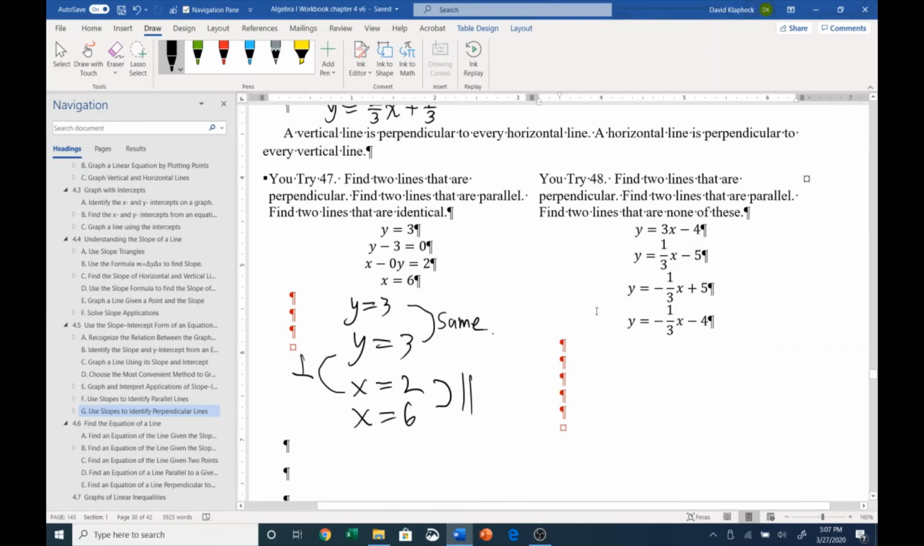You try 48. Find two lines that are perpendicular, find two lines that are parallel, and find two lines that are none of these. My first equation is perpendicular to the third equation because its slope, when we take the negative reciprocal, would be negative 1/3. The second and third equation are neither parallel nor perpendicular because they do not have the same slope and their slopes are not negative reciprocals of each other. The third and fourth equation are parallel to each other because they have the same slope, negative 1/3. And they are not identical because these two lines have different y-intercepts, 5 and negative 4.